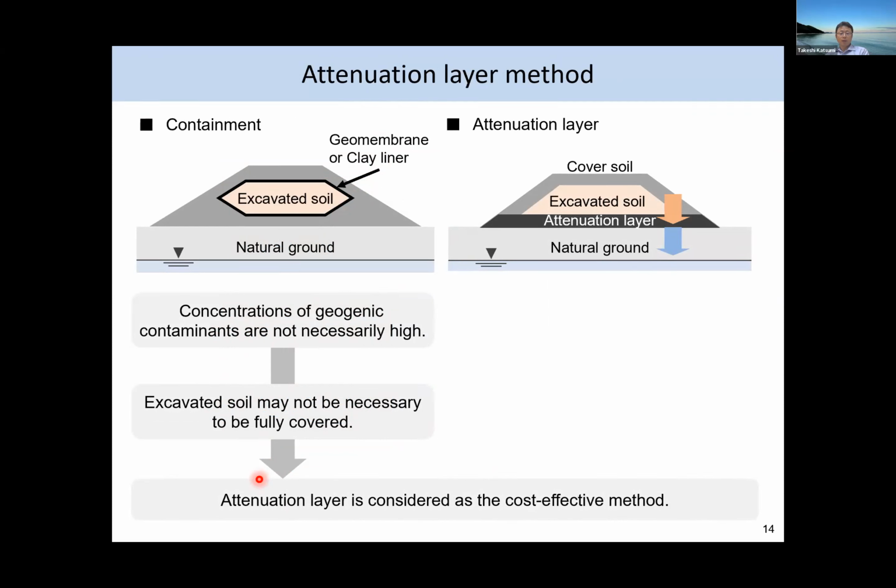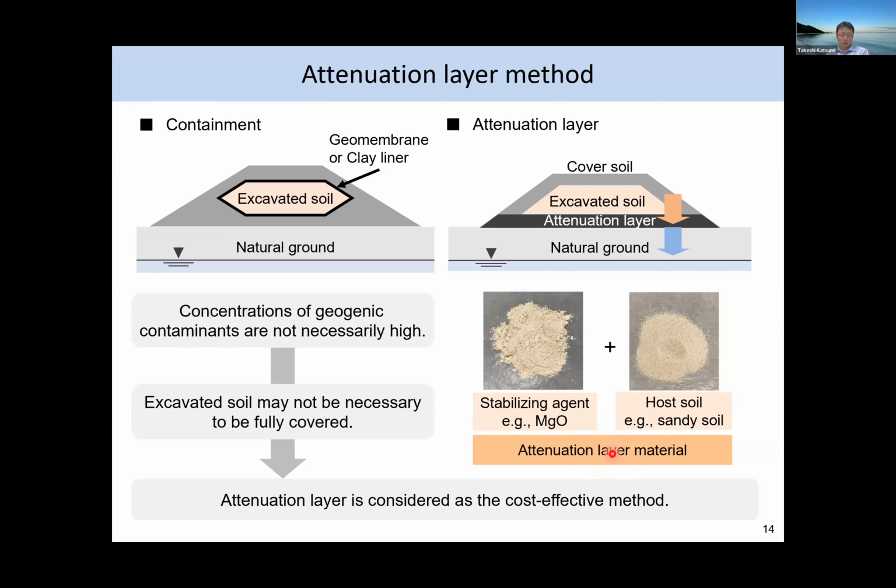But we should consider two issues: leaching behavior and attenuation behavior. So to enhance the attenuation performance, we sometimes use enhanced materials, and for example, the MgO-based material has been widely used in this country to mix with host soil to create the attenuation layer to enhance the sorption capacity. Okay.